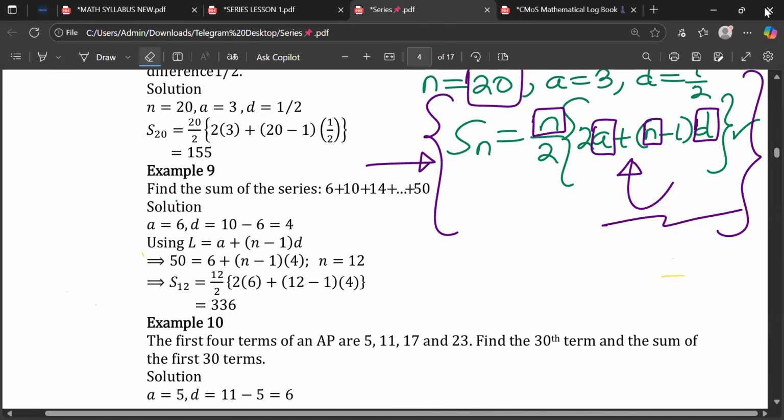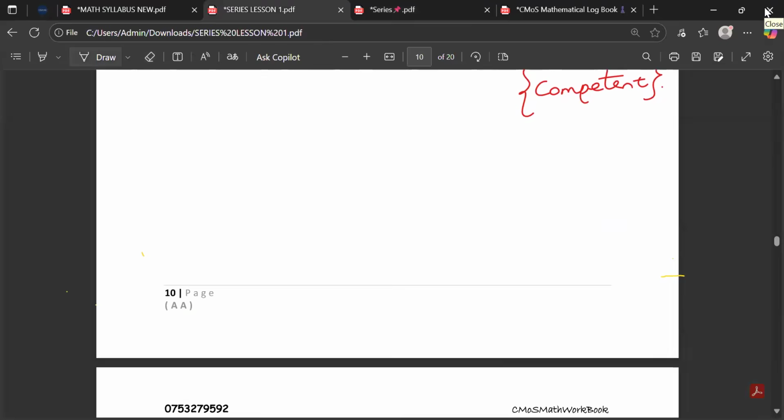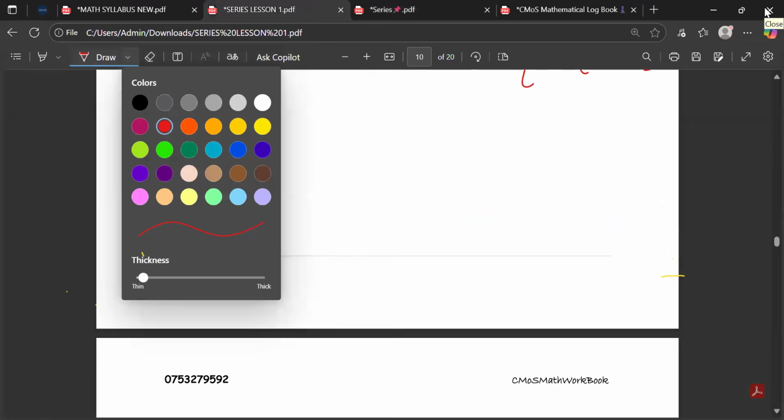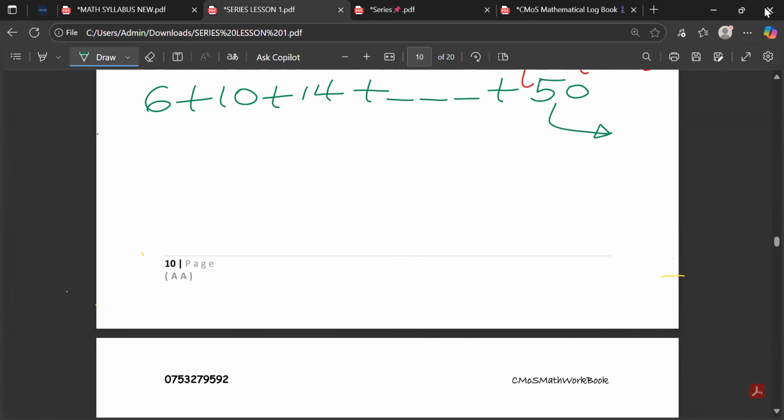Let me try to show you. It is 6, 10, 14 up to 50. Look here. But it is also not so hard, but a bit sensitive. It is 6, 10, 14, up to 50. So this 50 is the last term L.